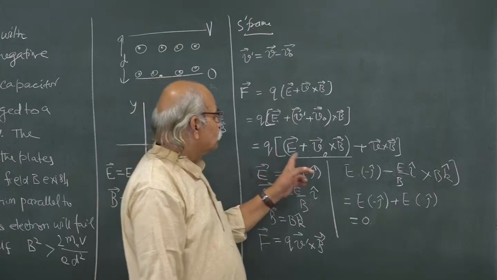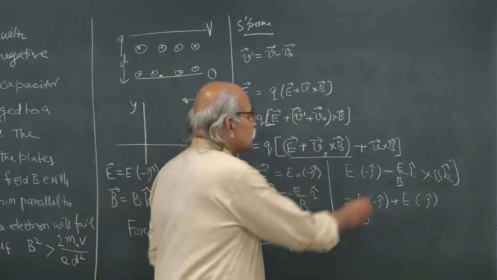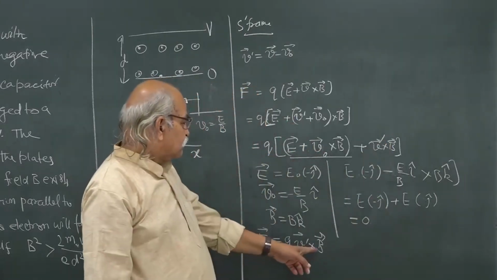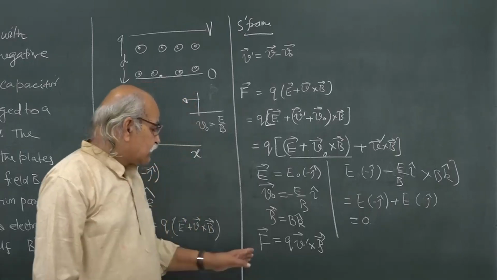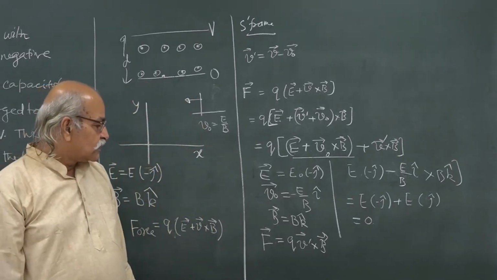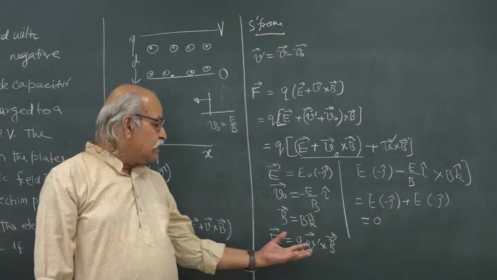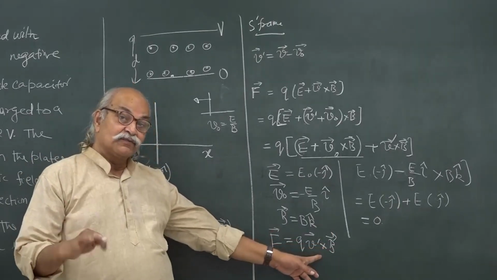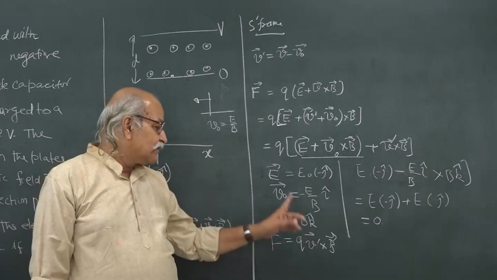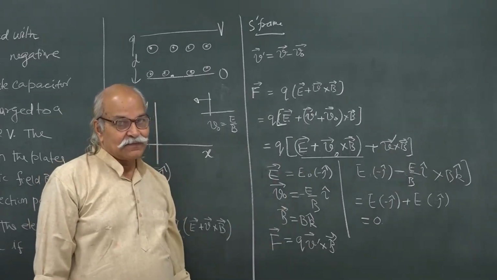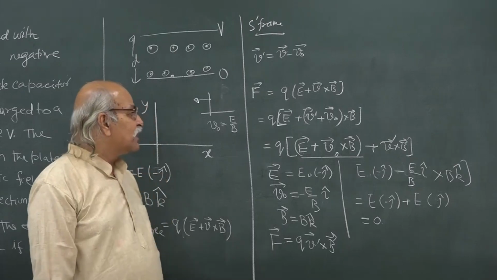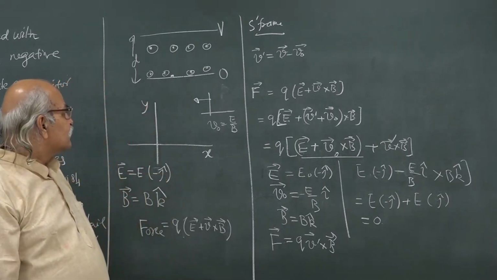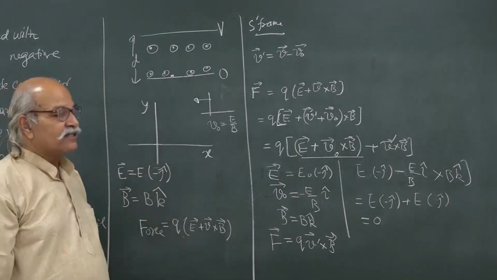This one, q v naught, we have written here. So, this is v prime, so v prime cross B. That tells me, since the force is only depending on magnetic field for whatever velocity or whatever charge, therefore the electric field here is 0, and you only have magnetic field that is in k cap direction.